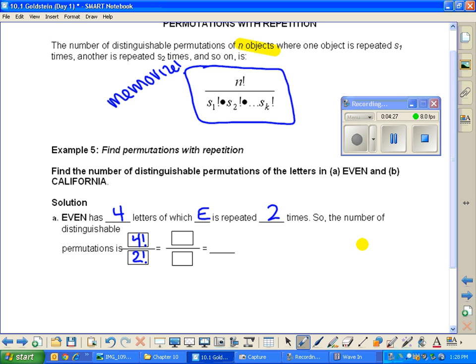So on the top, 4 factorial, that's the same thing as what we got for all the arrangements of math. Do you remember what that number was, 4 factorial? If you don't, it's okay. Yeah, 24.